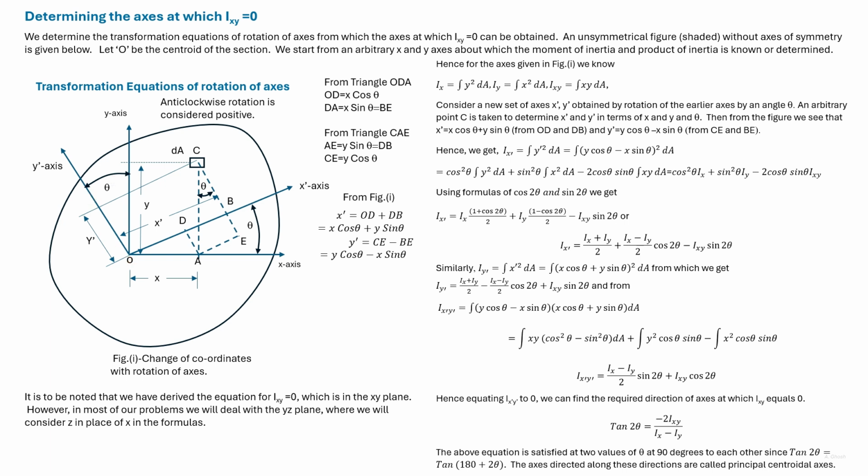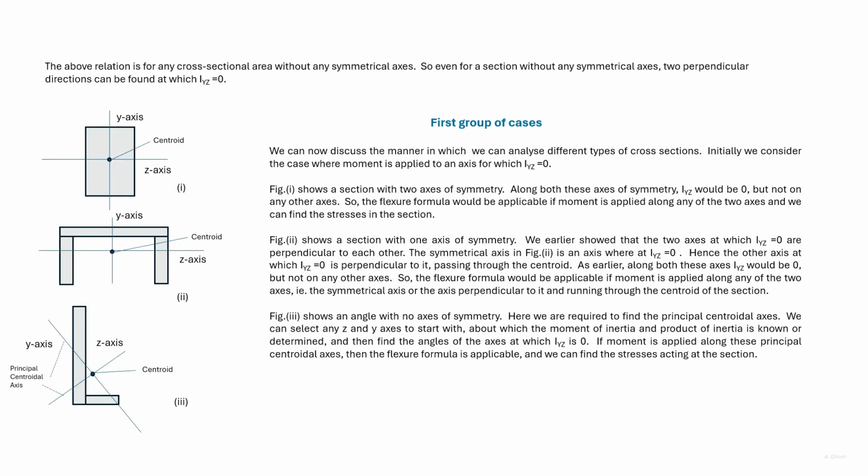So we can start with two arbitrary axes and find out the direction of the axis at which the product of inertia is 0. We now know the way to find out the principal centroidal axis, that is the axis with Iyz equal to 0 in an unsymmetrical section.